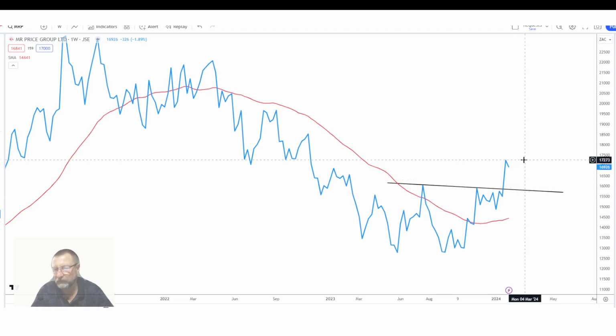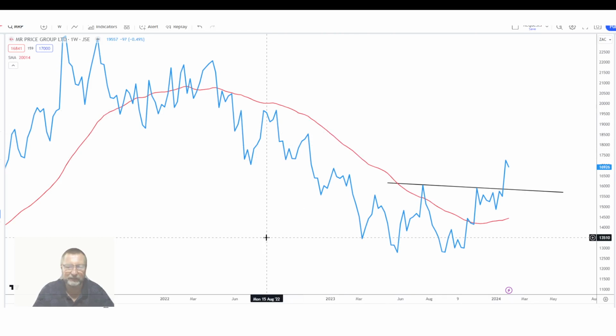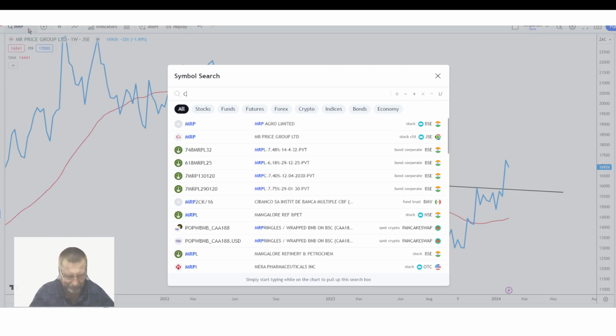And by the way, if it breaks above 172.73, it can go all the way back. Remember, weekly charts here, 185.50 and maybe up to 196. And then, of course, then 200 Rand is not that far away. Let's have a look at Capitec.